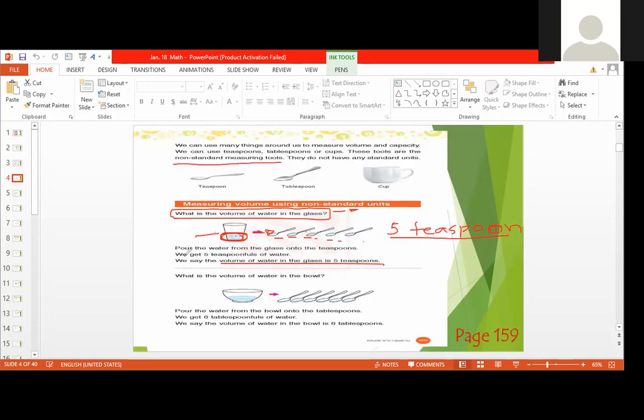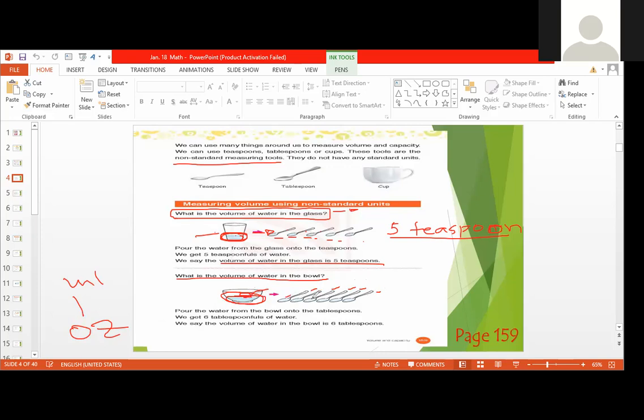So another one. It was asked here, what is the volume of water in the bowl? You cannot see the water inside the bowl. You cannot see how many milliliters or how many liters or how many ounces it is. So what are you going to use? By non-standard measurement, you are going to use the tablespoon. Just scoop. 1 scoop, 2 scoop, 3 scoop, 4 scoop, 5 scoop, and 6 scoop. So how many tablespoons are there from inside this bowl?